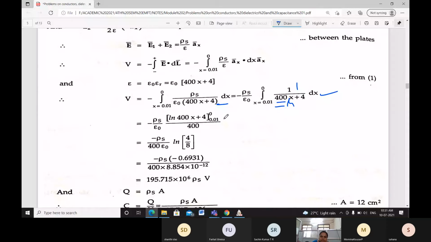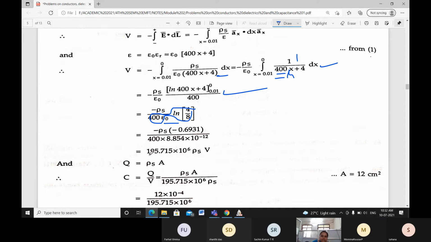Then you will be getting minus rho_s divided by 400 epsilon naught ln. After substituting the limits, you will be getting ln 4 by 8. Then go for solving this part and substitute the epsilon naught value. That is equal to minus rho_s into minus 0.6931 divided by 400 into 8.854 into 10 raised to minus 12. You'll be getting 195.715 into 10 raised to 6 rho_s, in terms of volts. This is the potential we got.